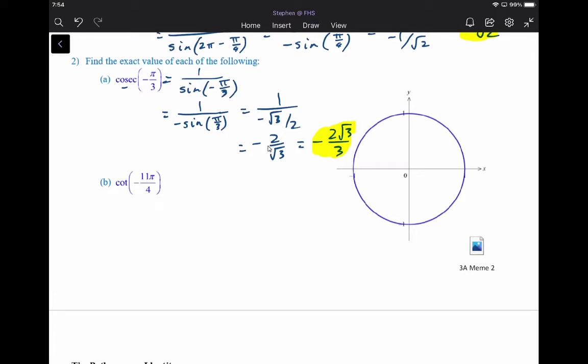Cot of negative 11 pi on 4. So cot, the third letter is t, so we're looking at tan. 1 over tan of negative 11 pi over 4. Now fortunately for us, tan works with negative angles the same way that sine does, and that is, it throws negatives out the front. So that negative that's inside the tan will simply jump out the front, and we end up with negative tan of 11 pi on 4.